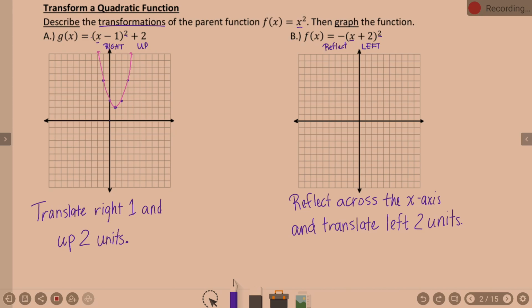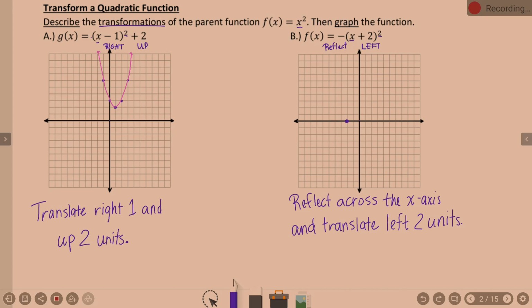You ready to work on the graph? My vertex normally starts where? 0, 0. Where's it going to go? It's going to go left 2. Does it go any place other than that? No. So there's my vertex.